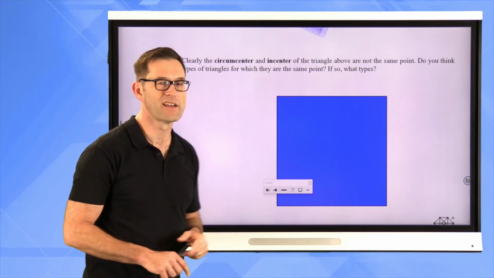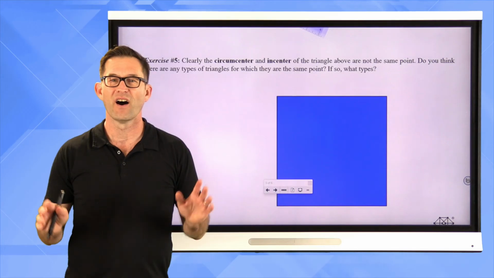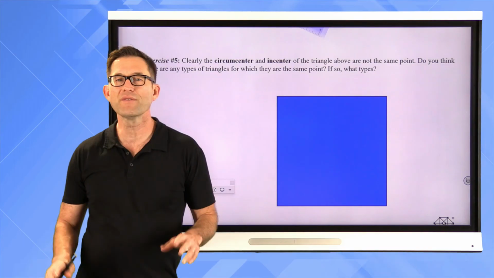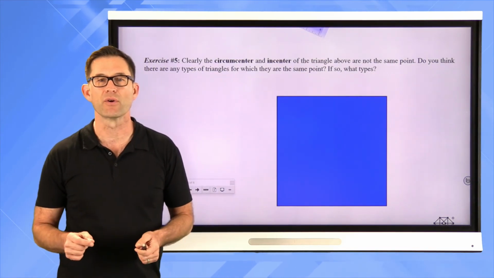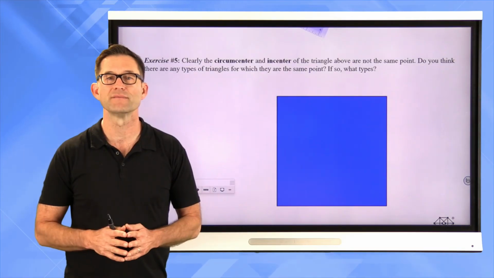But let's take a look at exercise number 5. Clearly, the circumcenter and incenter of the triangle above are not the same point. Do you think there are any types of triangles for which they are the same point? If so, what types? All right, pause the video now. I bet many of you can figure this out. What types of triangles will the incenter and the circumcenter be located in exactly the same place?